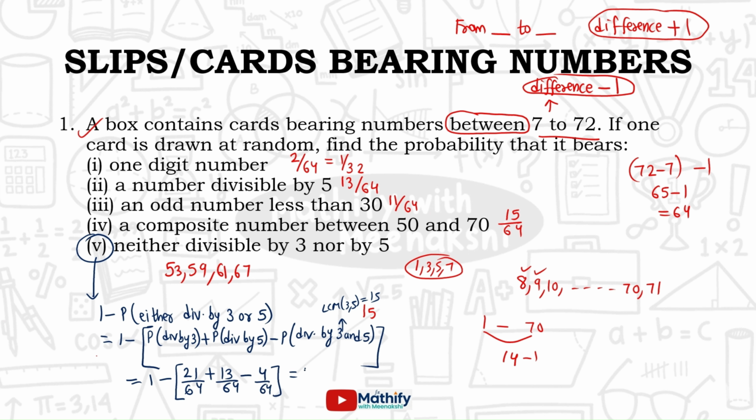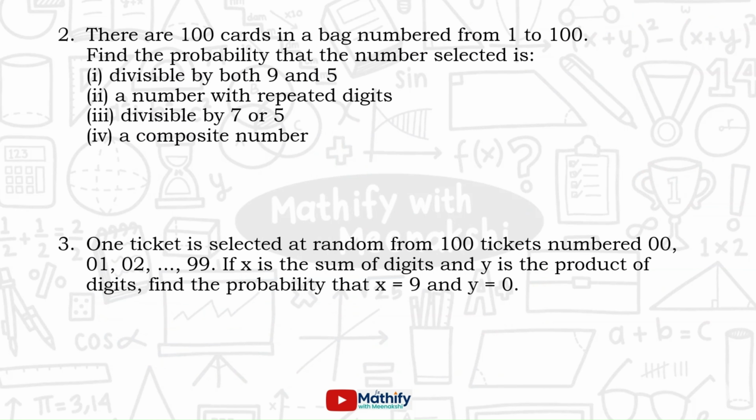What you will get? You will get 1 minus 30 by 64. And that is 64 minus 30 by 64. You can say 34 by 64. So your answer is 17 by 32. This is your final answer. Now let's move to next question.